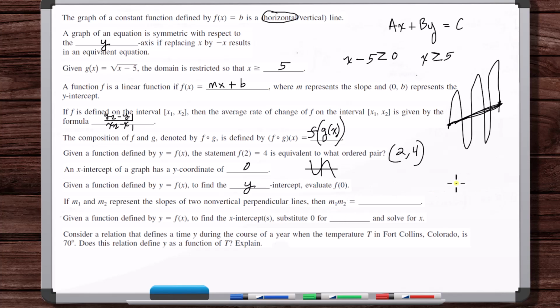If m1 and m2 represent the slopes of 2 non-vertical perpendicular lines, then m1 m2 is equal to... Okay, so what do we know about non-vertical perpendicular lines? The reason why they're specifying this is because, remember, there's no slope of a vertical line. So as long as they're non-vertical, you can think about multiplying the slopes of the 2 lines.